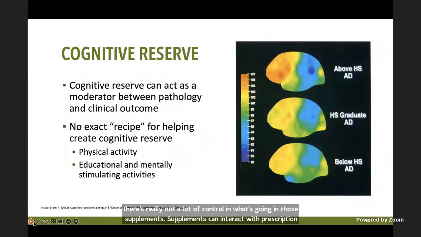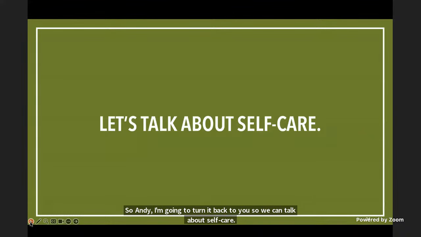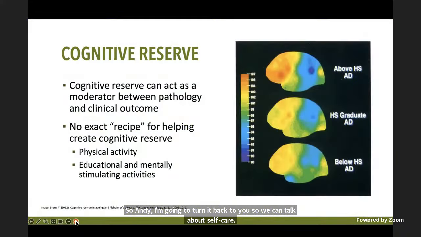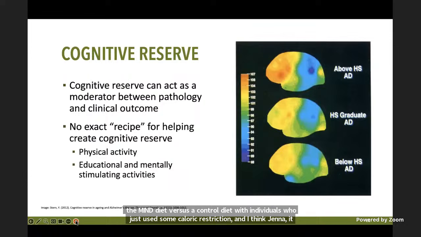Thanks, Jenna. I appreciate the information. So I mentioned briefly earlier about this idea of cognitive reserve. And one of the things that I think was interesting in the study Jenna mentioned about the trial of the MIND diet versus a control diet with individuals who just use some caloric restriction. And I think, Jenna, it was something simple. It was only about 250 calories a day. But one of the things that they also noted in that study is that the participants were well educated. I think the average years of education was something like 17 years of education.